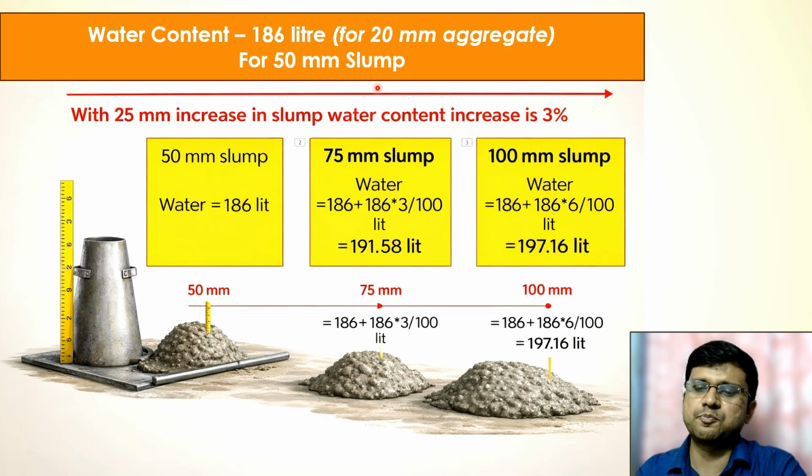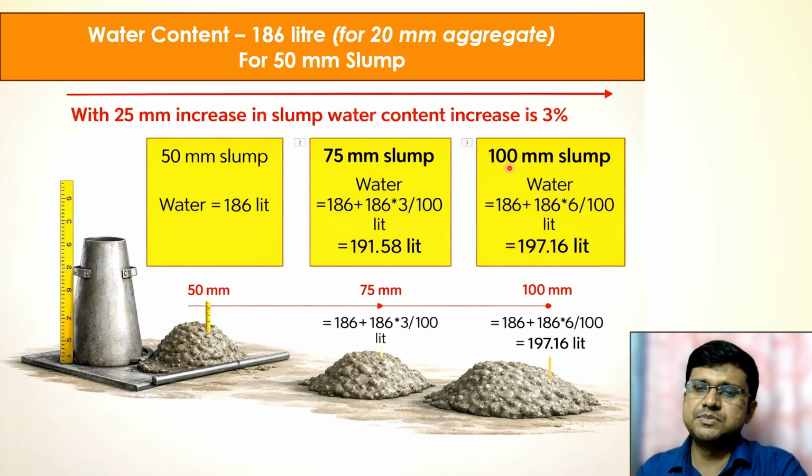But for our particular problem, we know that our slump value is not 50 mm. Our slump value is 75 mm. So with 25 mm increase in slump, water content we have to increase by 3%. So for 50 mm slump, the water value is 186 liter. If in place of 50 mm, we consider 75 mm, which is 25 mm more than 50 mm, we have to increase the water content by 3% and it will become 191.58 liter.